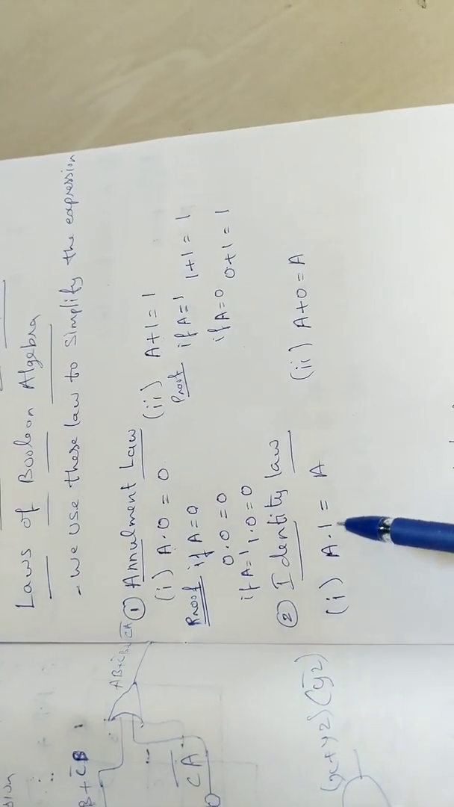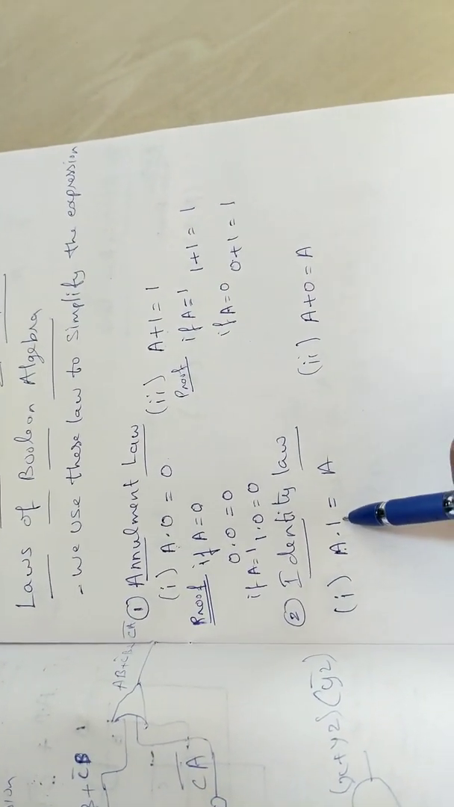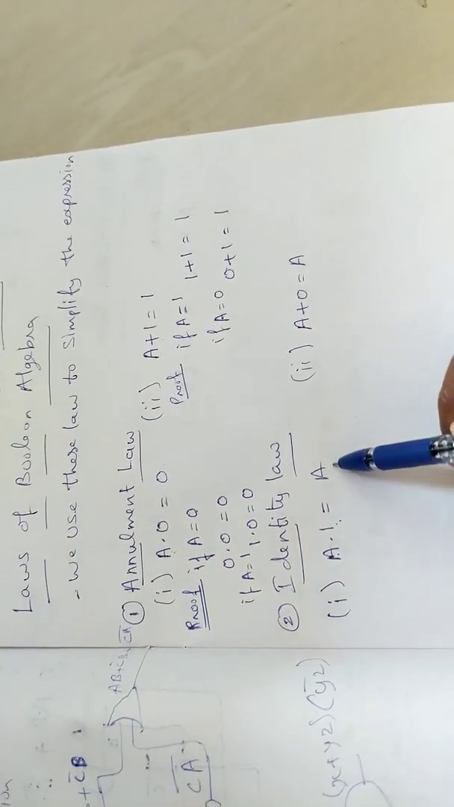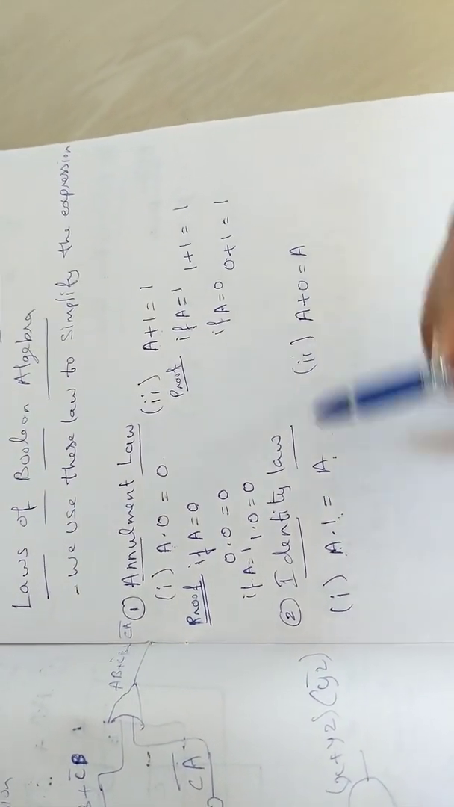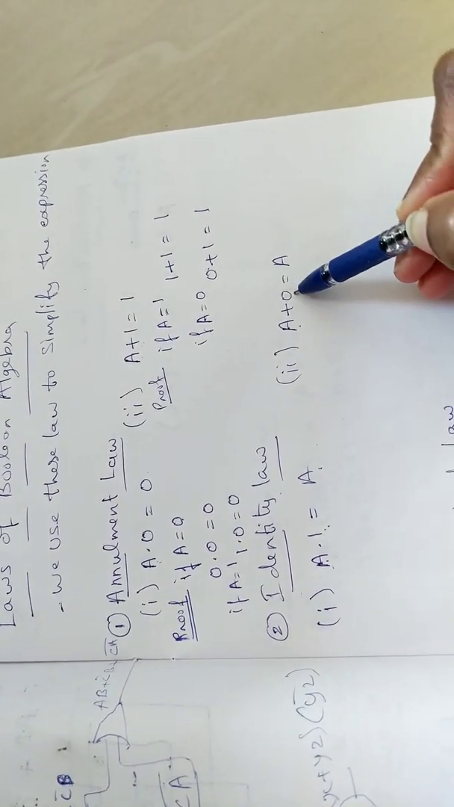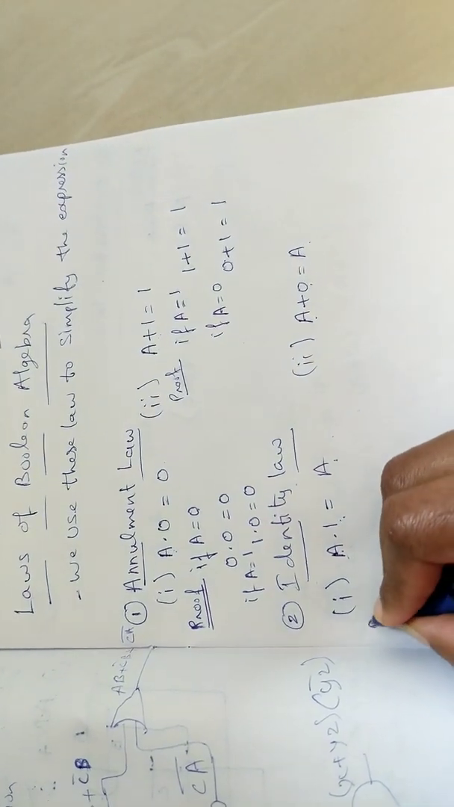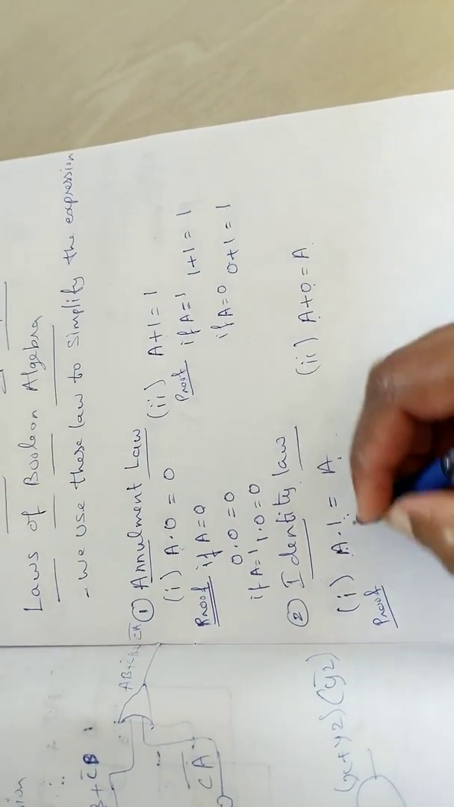Next, come to the identity law. Here, a variable is ANDed with 1. Under this situation, I'll get the same A again. It stays the same, identity, so that's the name identity law. If the variable is ORed with 0, I'll get A again. Same like this, we can prove it. So what is the proof? How to prove it?